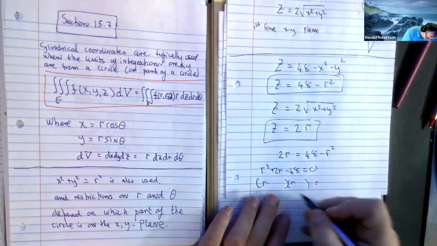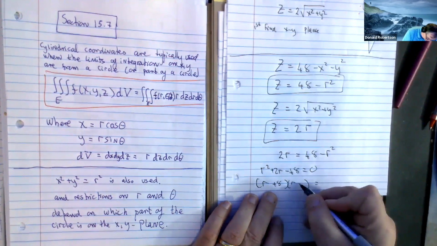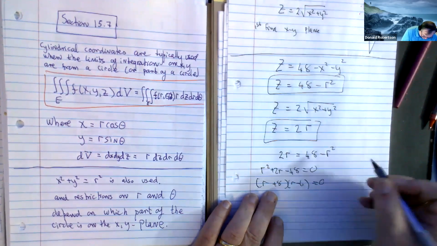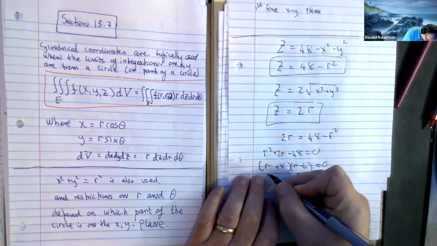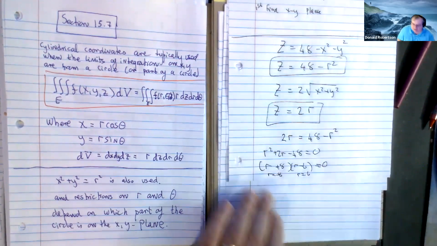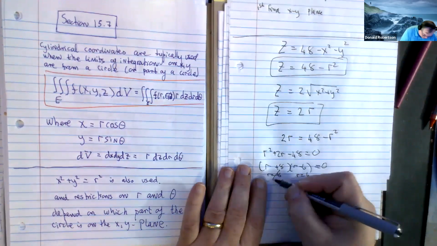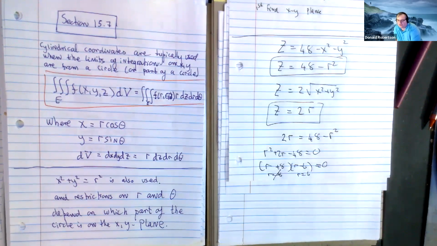God, what would that be? 8 and 6. And that would tell me that r is 6, or r could be -8. Why am I killing the r equals -8 guy and picking the r equals 6 guy? Because it can only be one. What's wrong with the r equals -8?